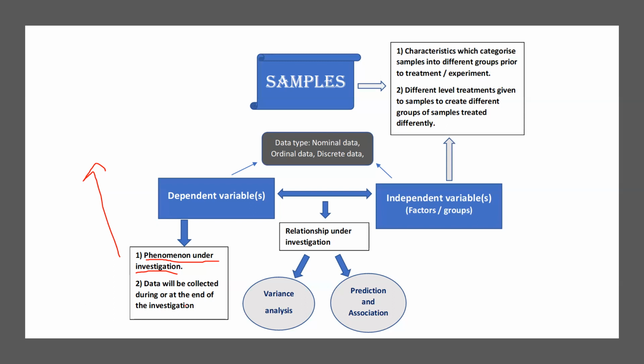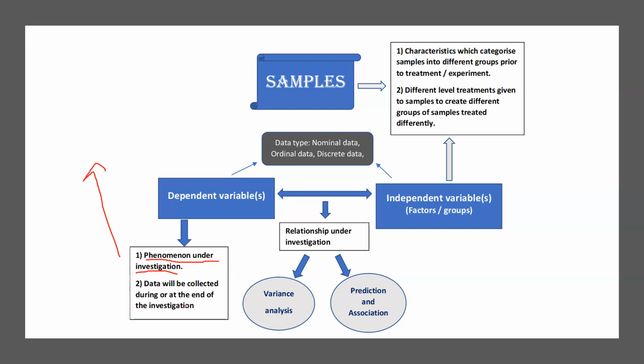The second one is the different levels of treatment that will be used for your samples. If you use different treatments for the samples, you end up with groups of samples treated differently. So the whole idea of the independent variable is to categorize the samples into groups, either by inherent characteristics of the sample or by different levels of treatment.